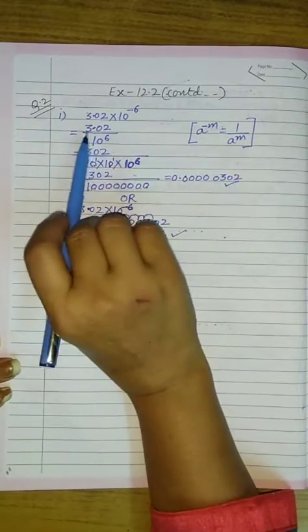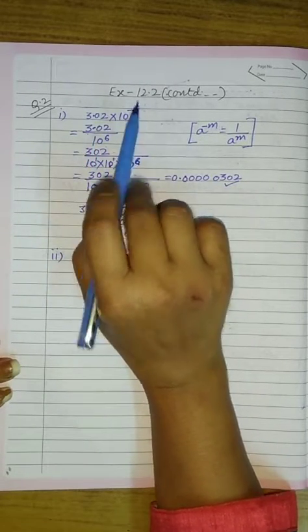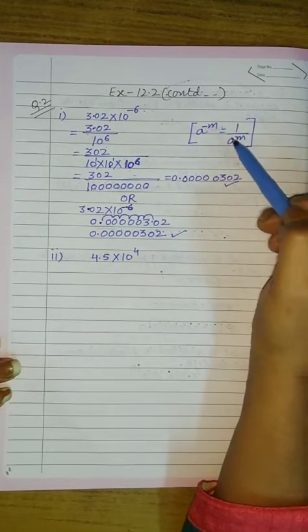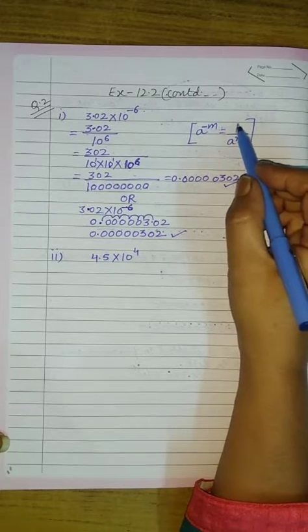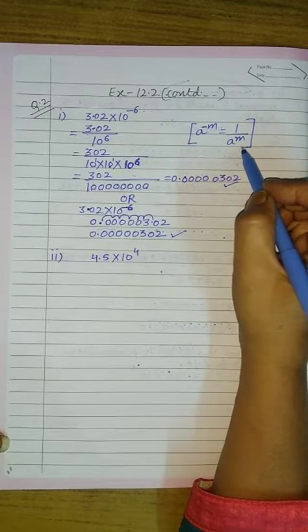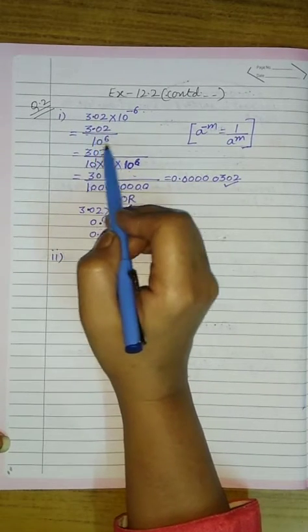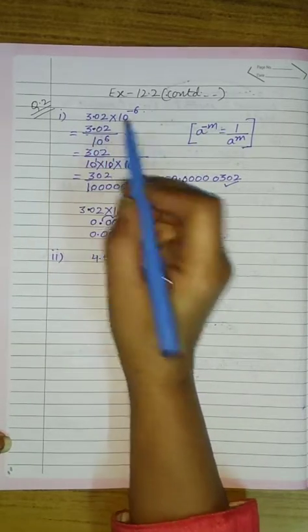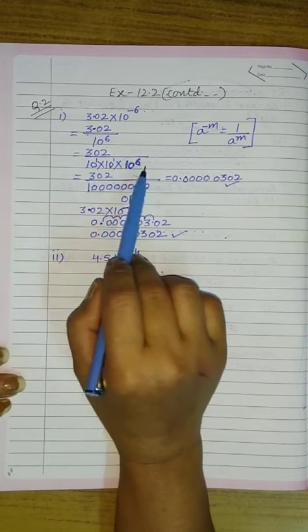First of all, we will write the number 3.02 into 10 raised to power minus 6. The exponent is negative, so we will make it positive by the law of exponent, that is a raised to power minus m is equal to 1 upon a raised to power m. Now the number will become 3.02 upon 10 raised to power 6. Now removing the decimal, we will write 10 in normal form.